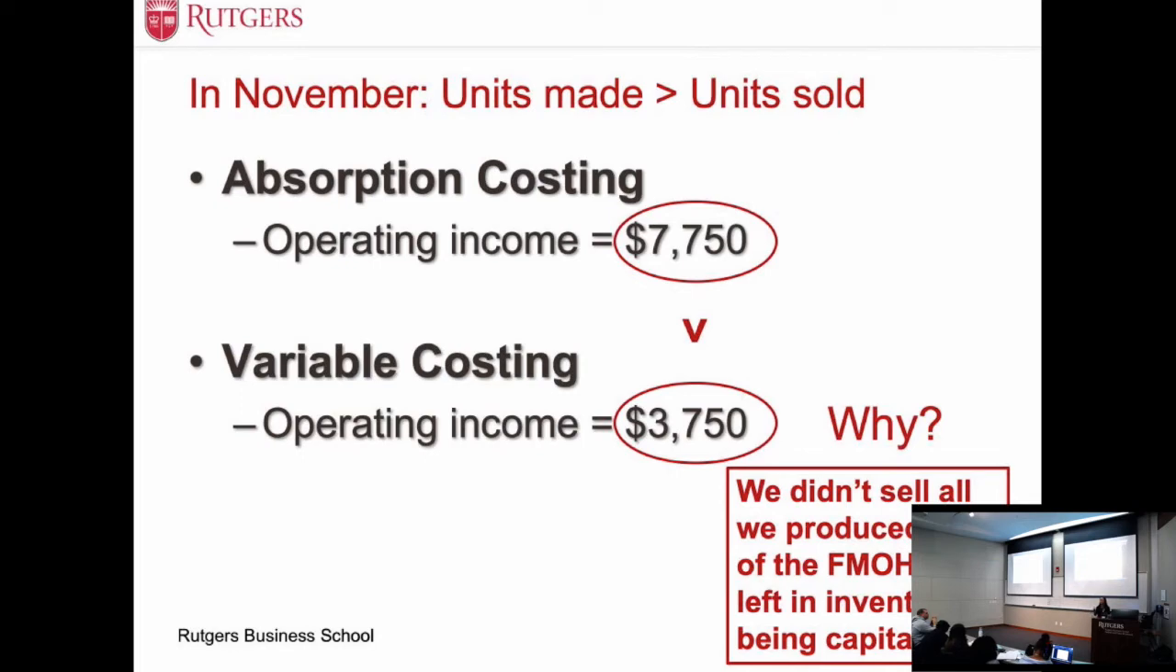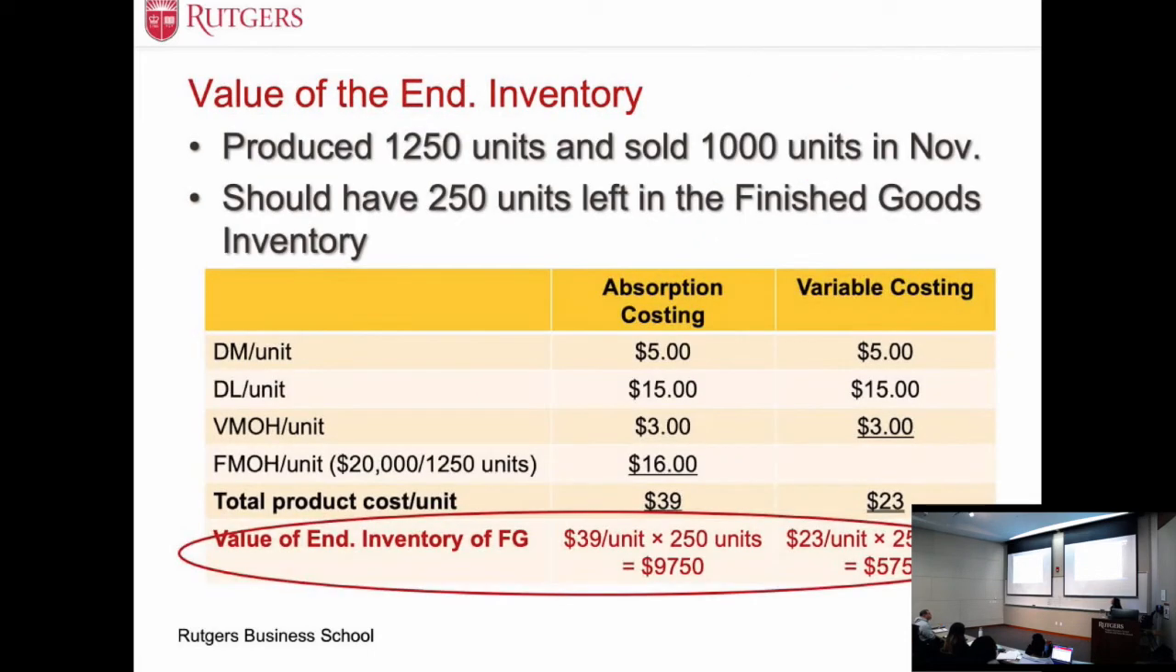So, do you have any question towards this concept here? Under the absorption costing, part of the fixed overhead has been capitalized in the ending inventory. We didn't sell all of them, so that's why the operating income under different costing systems are different. Amity, do you know? Kind of, right? Yeah. Okay.